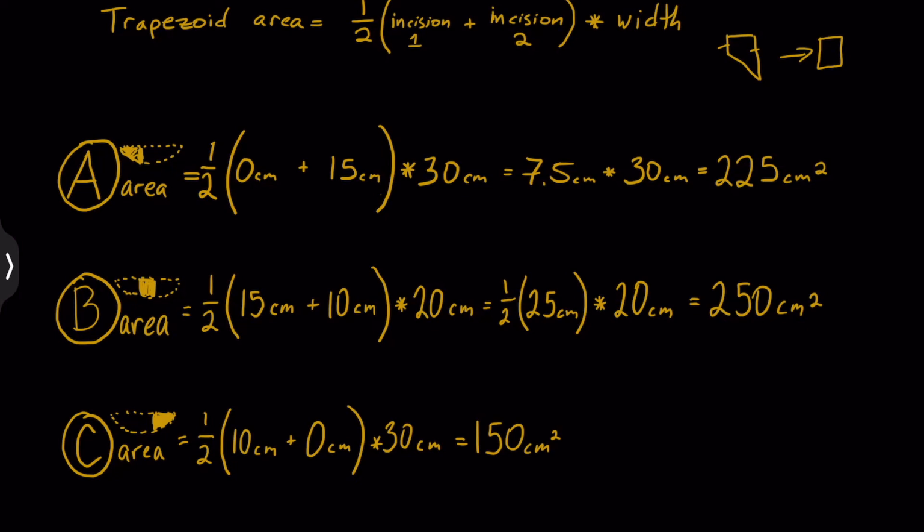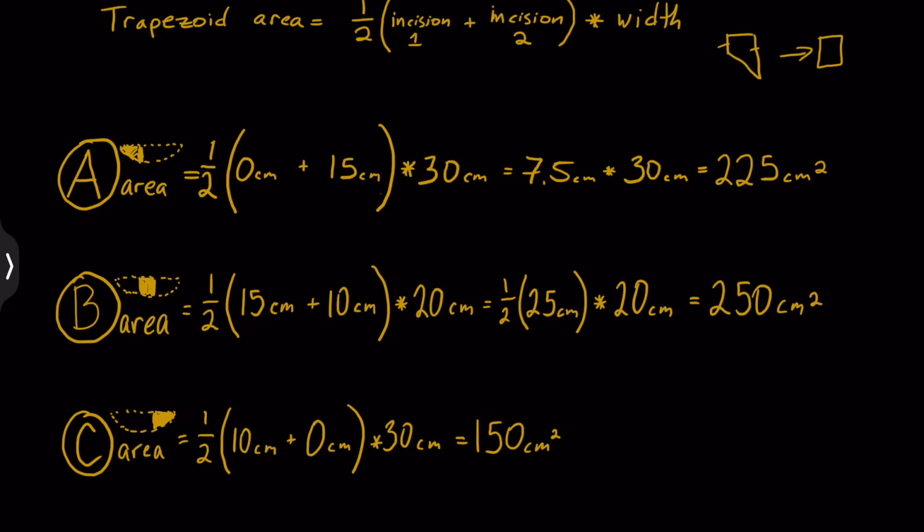So plugging the numbers in, we get 1/2 times 0 centimeters plus 15 centimeters quantity times 30 centimeters. That factors out to 7.5 centimeters, or average incision of 7.5 centimeters, times that width of 30 centimeters, for a total area of 225 centimeters squared. Not actually a very large area when you get down to it. That's 10 by 22.5 centimeters. Not very big.